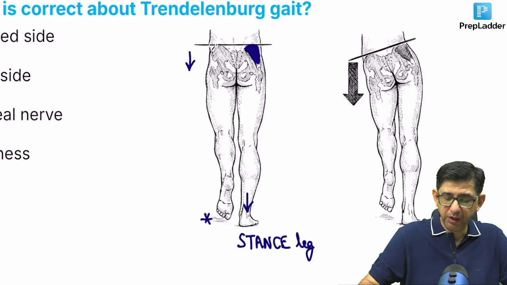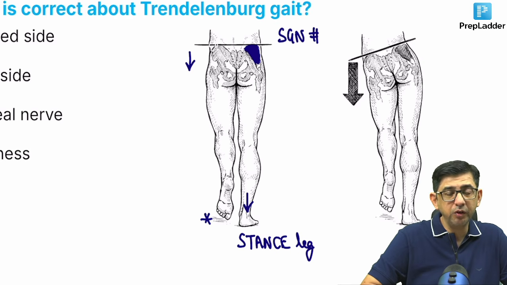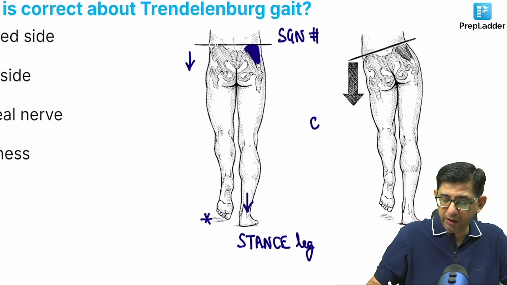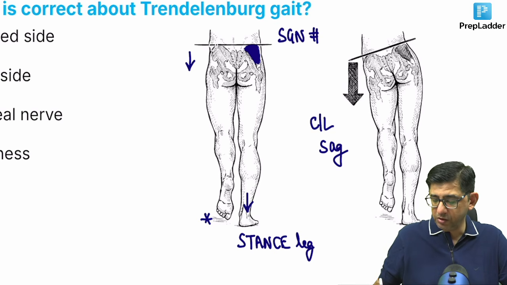Now, unfortunately, if a person has an injury to the superior gluteal nerve, then these muscles will become weak and therefore there would be a sag of the pelvis. The sag of the pelvis, however, will be a contralateral sag. As you can see, the pelvis on that particular side will begin to sag down when the patient is made to stand on the stance leg.